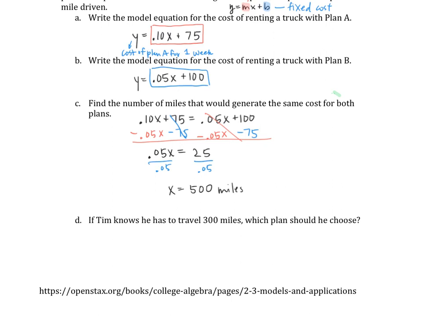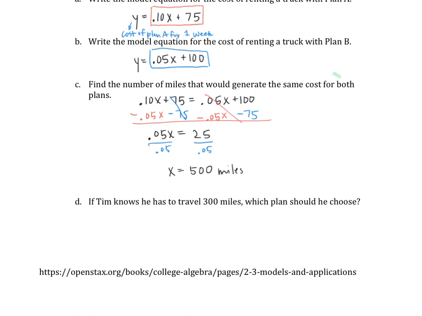If Tim knows he's going to have to travel 300 miles, which plan should he choose? We know there will be a difference because at 500 miles it'll be the same cost, and anything other than that, it'll be a different cost. So to figure out which one he should choose, just plug in 300 for each x. For Plan A, y will equal 0.10 times 300 plus 75. 0.1 times 300 is 30, and then adding 75, you get 105. So Plan A would cost $105 if you're going to go 300 miles.